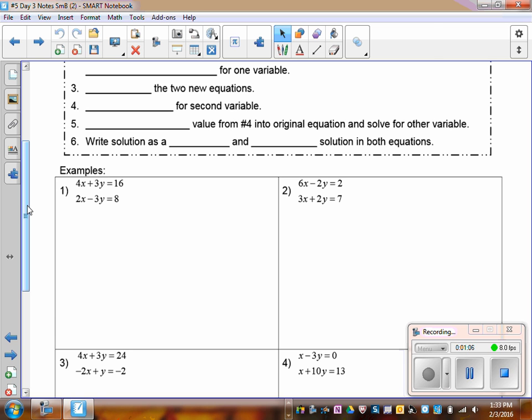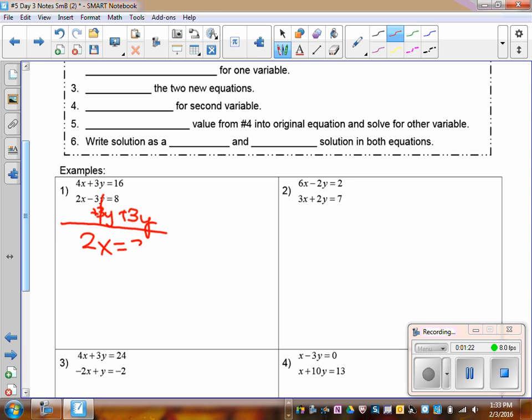Because if I tried substitution here, let's say I tried substitution with number 1. Let's say I was trying to get x by itself. So I would add 3y. And don't write this down, I'm just showing you why we have our other method here. 2x equals 3y plus 8. Divide by 2. x equals 3/2 y plus 4.